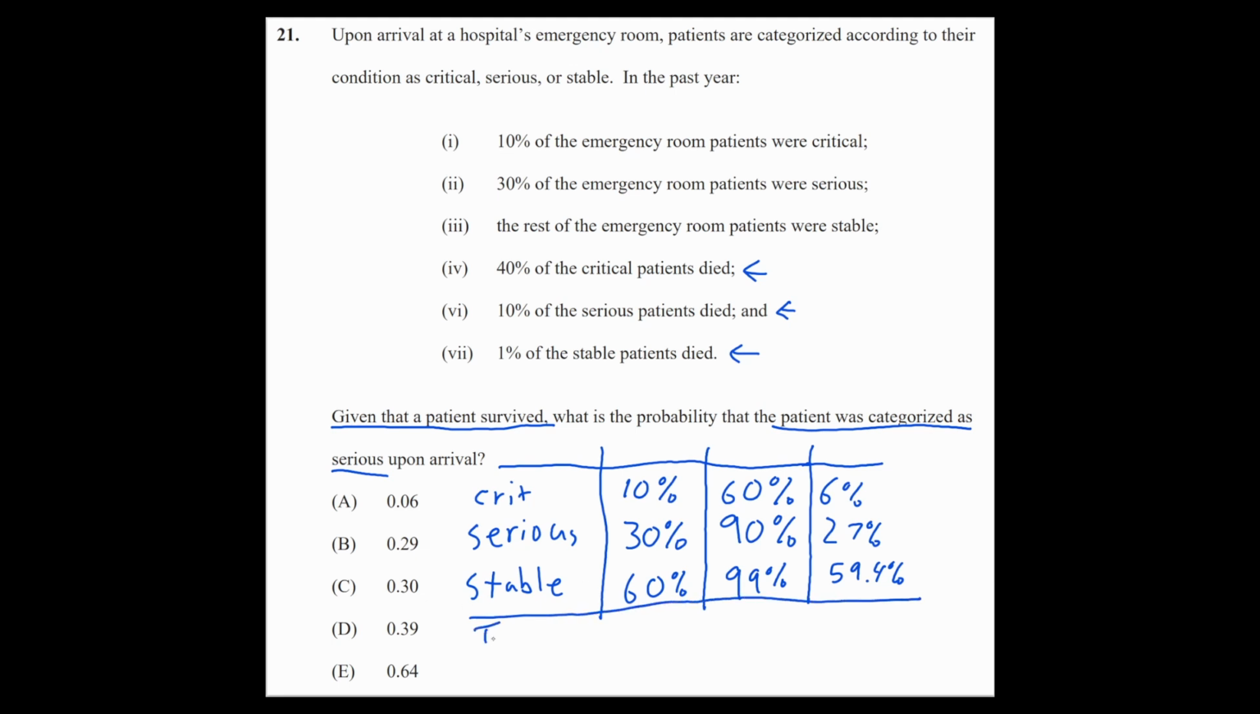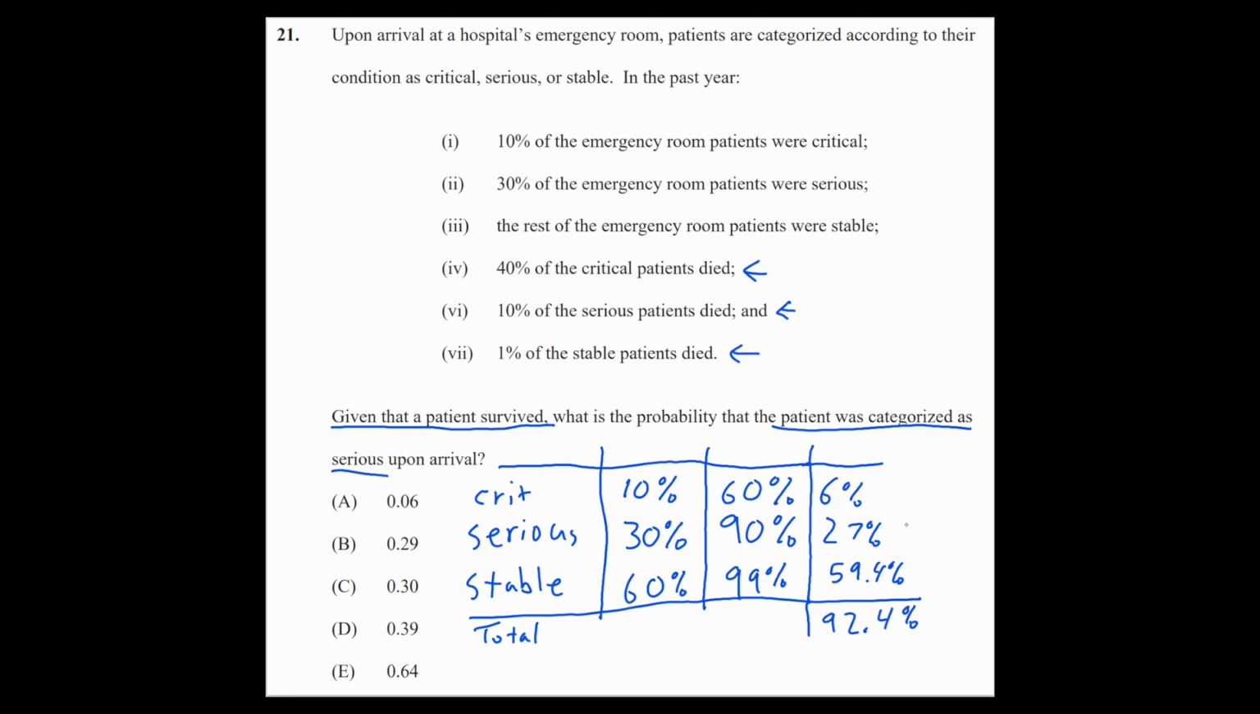Then I'm going to make a total line. So here's going to be total. So in total, the percentage of patients that survived is going to be 92.4%. Okay. Now, what is the probability that the patient was categorized serious upon arrival?